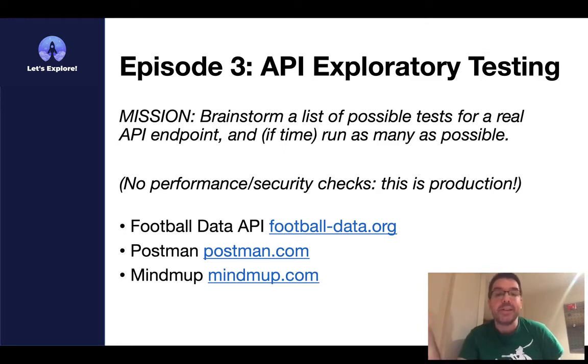The Football Data API is actually a fallback. I had two other APIs in mind that I wanted to use today, and when I went to fire them up earlier today, both of them were either deprecated or offline and no longer in use. So Football Data is a fallback, but it's a really, really good API, and I think you'll find it's going to be quite good for looking at some test cases today.